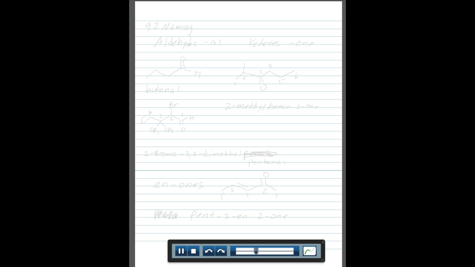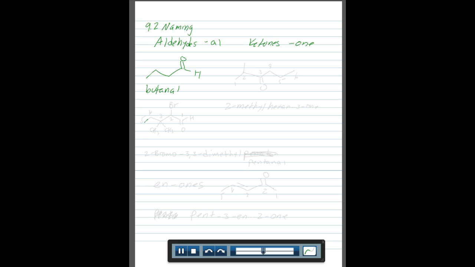All right, so 9.2 is on naming. All right, aldehydes end in -al, and ketones end in -one. Very simple. So if you have a 4-carbon aldehyde, it's called butanal. Now, you do not have to tell the reader where the carbonyl is, because aldehydes are always at the end of chains. So you don't have to say 1-butanal or butan-1-al, you just say butanal.